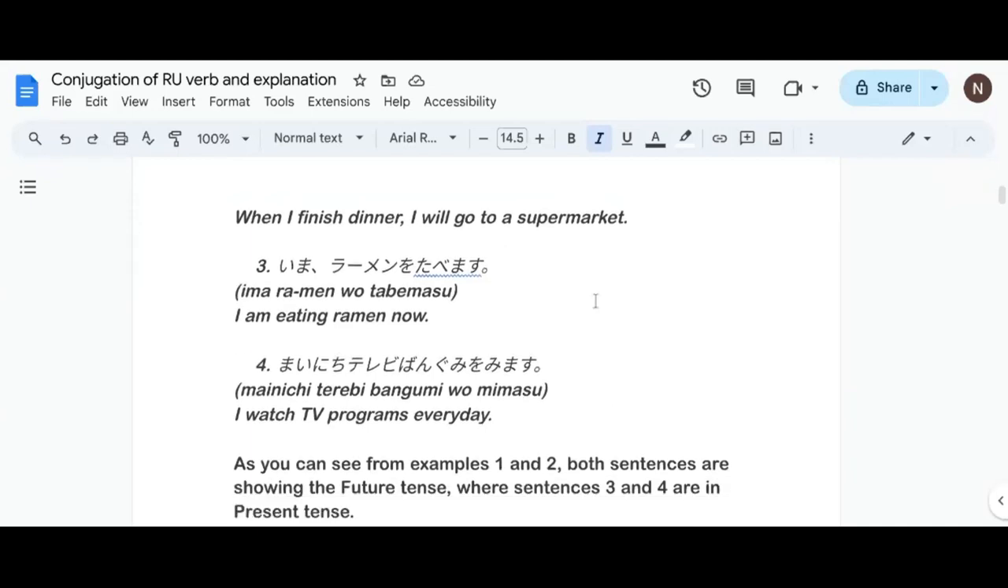Or let's say, mainichi terebi bangumi o mimasu. Mainichi terebi bangumi o mimasu. I watch TV programs every day. So it is also a present tense, okay?